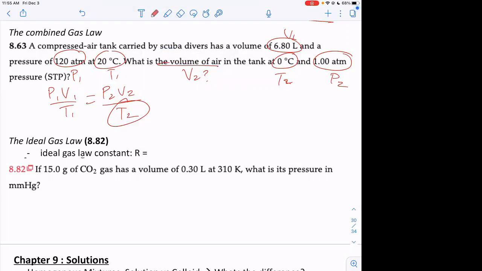Yes. So you take your 20 degrees Celsius and you say plus, what's the magic number? 273.15. So it'd be 293.15 Kelvin. And you do that for any temperature.